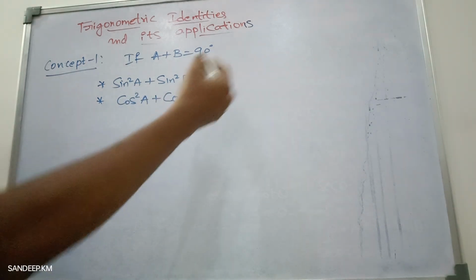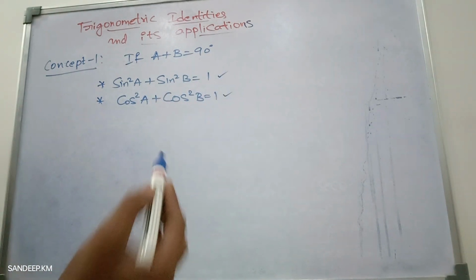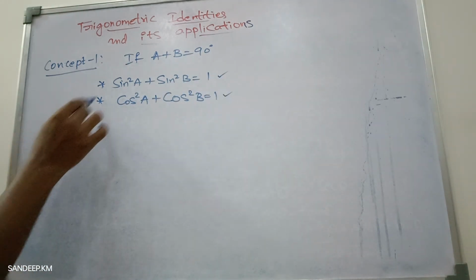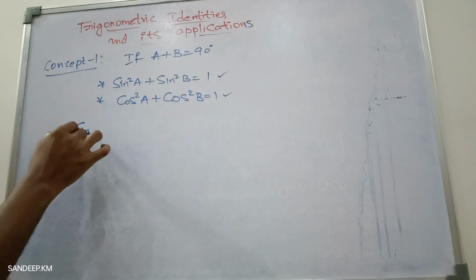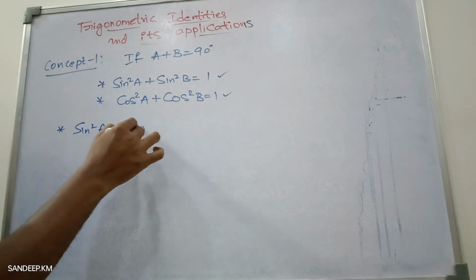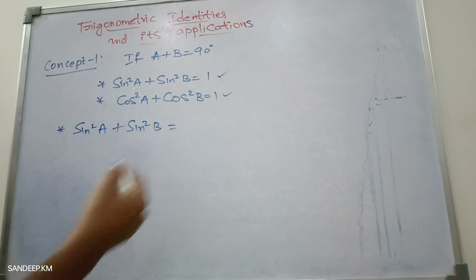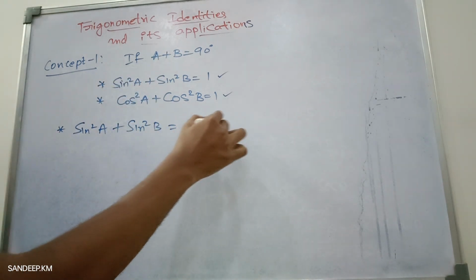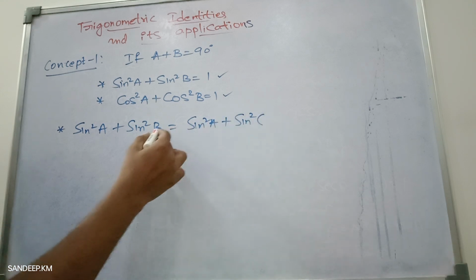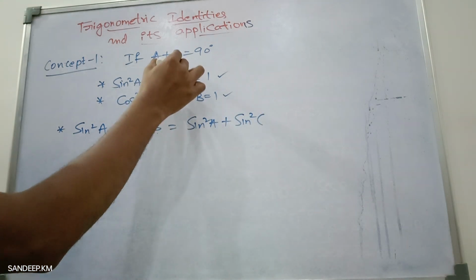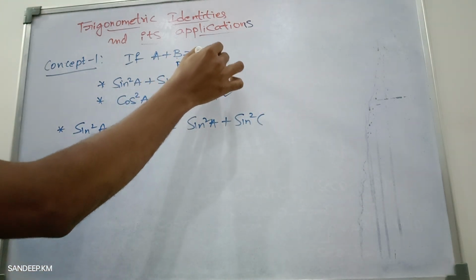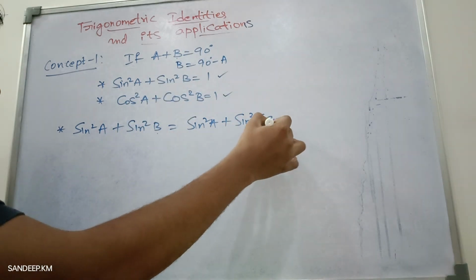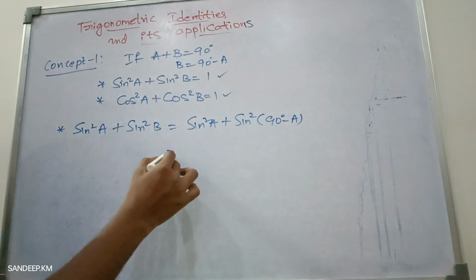Let me prove the first one so that you can prove the second one yourself. First of all, let me take sin square a plus sin square b, and I want to prove that it is equal to 1 when a plus b is 90 degrees. See, sin square a as it is, and instead of b I can write, b is equal to 90 minus a, right? So instead of b I can write 90 minus a.